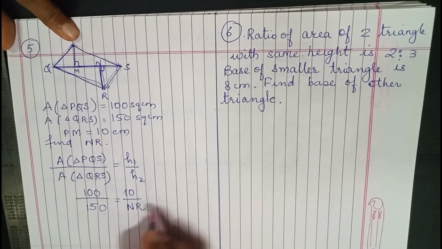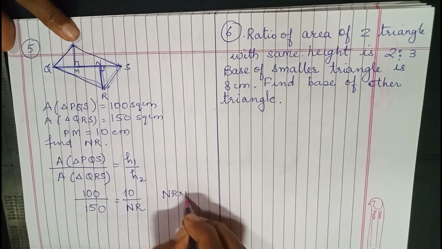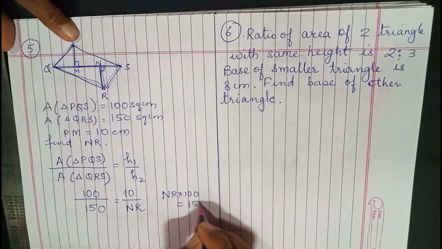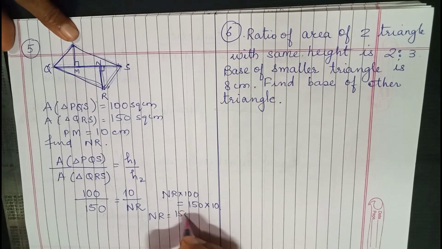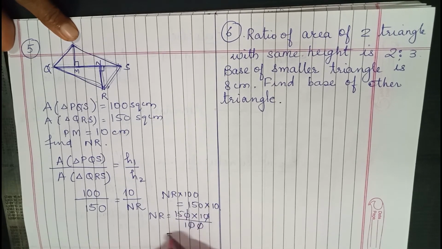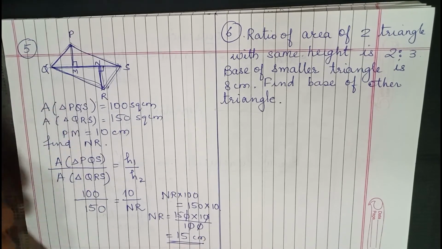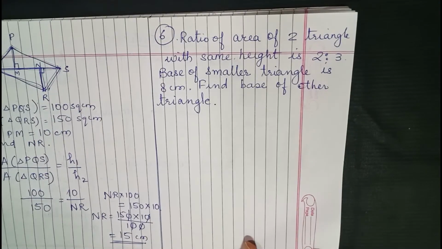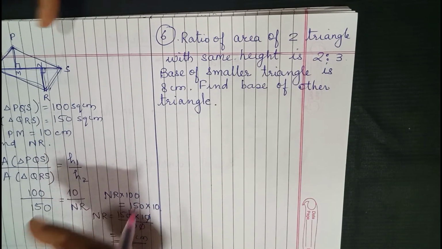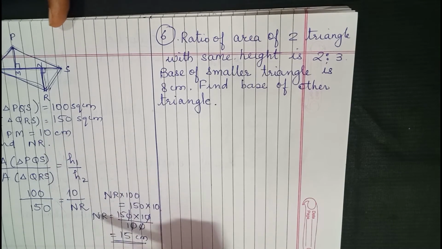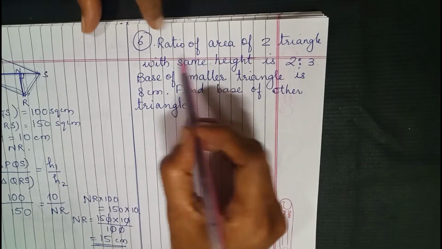So just by cross multiplication, NR into 100 will be equal to 150 into 10. So we get the value of NR as 150 into 10 upon 100. We can cancel both the zeros and the answer is 15 centimeters. So again, using this formula, that is B1 H1 upon B2 H2, and applying the modification, whether the bases are equal or the heights are equal, we can even find out the value of anything which is missing. Now let's take one more example.